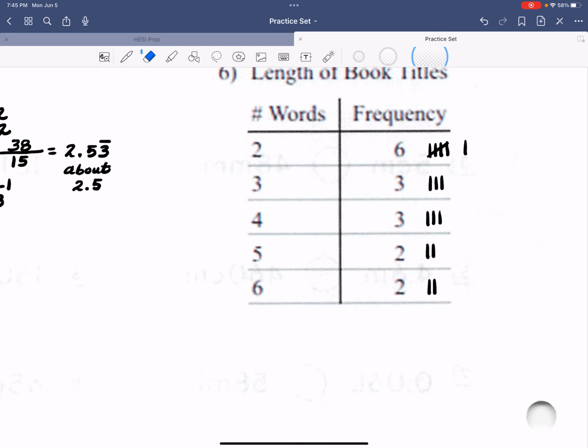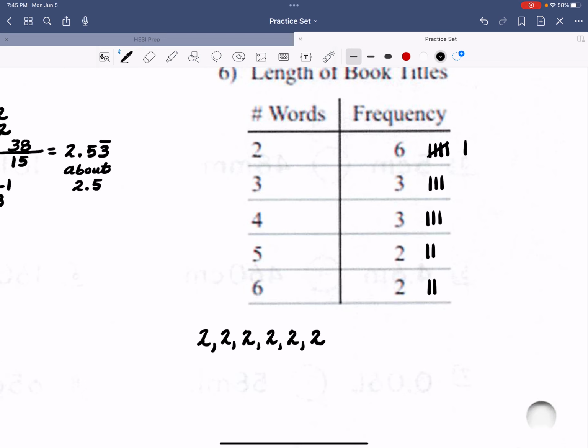But they're not interested in that. They're interested in the number of books that have 2 words. So there are 2, 2, 2, 2, 2, 2. One way to think about it is that those 6 books have a total of 12 words between them. That's looking like the mode.